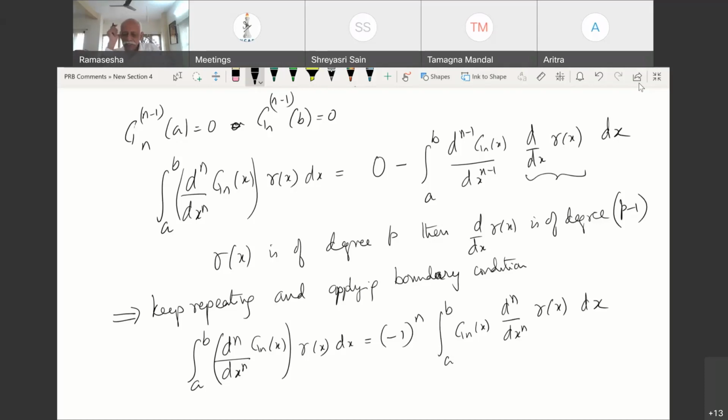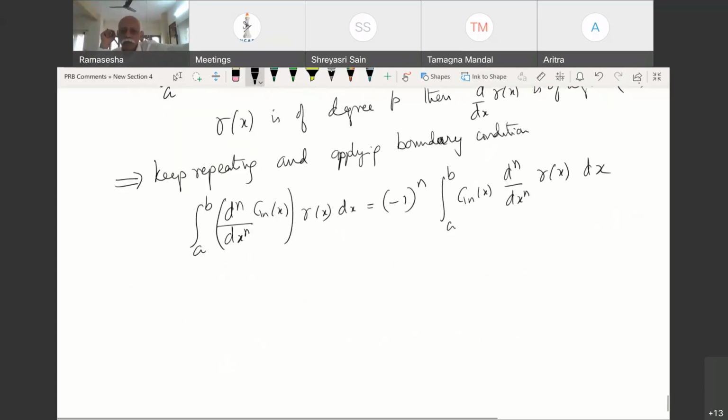Because every time you integrate by parts, this one will become n minus 2, and this will become d squared upon dx squared. And what I have is a boundary condition which will give me g_n^(n-2) at a minus g_n^(n-2) at b, which is 0, because g_n^(n-2) is 0 at the two boundary points. That's the boundary condition that I have imposed. Is this clear?